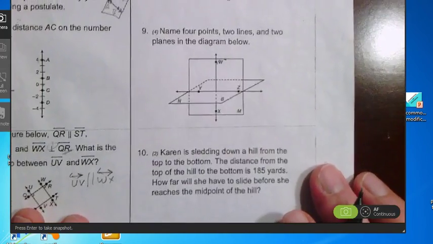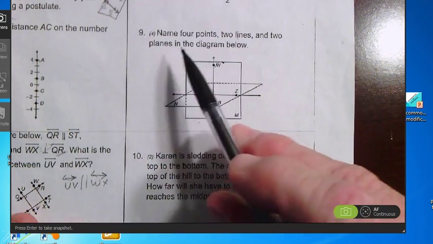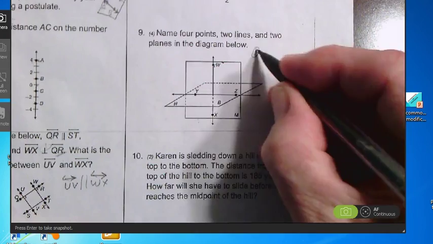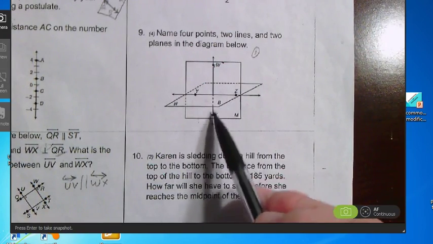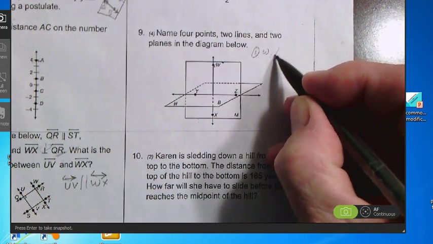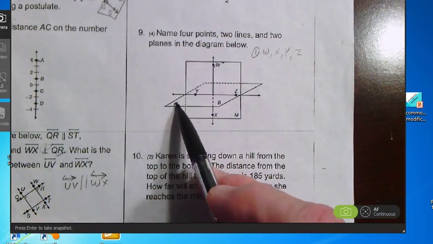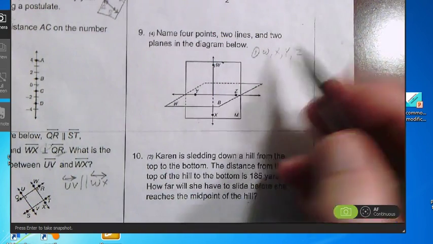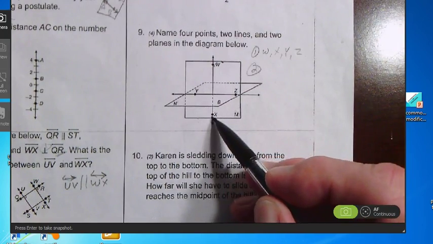Number 9. Name 4 points, 2 lines, and 2 planes in the diagram below. All right, so number 1, we're going to name 4 points. Y, Z, X, W. Or W, X, Y, Z. That's 4 points. Do not use these. This is the name of a plane. That's the name of a plane. All right, so 2 lines. WX is a line.